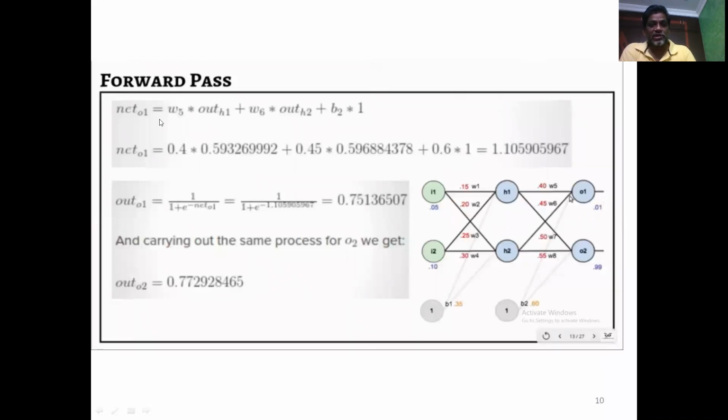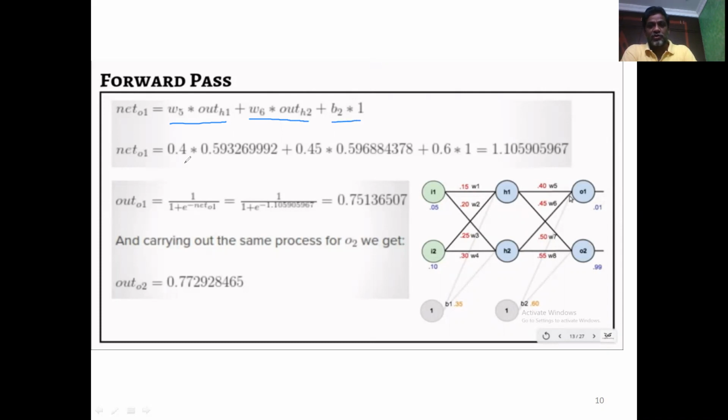We use the same process for calculating net O1, but this time we use out H1 into W5. Whatever out H1 we got will be multiplied with W5, plus out H2 into W6. That is the formula: W5 into out H1 plus W6 into out H2. That means the outputs produced by the hidden layer will act as inputs to the output layer. That is what you need to understand. Plus bias 2.